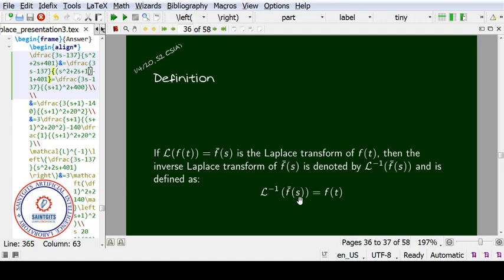So f bar of s is our argument. Then we take L inverse, we come back to time domain. That means the variable is now changed to time domain variable t.